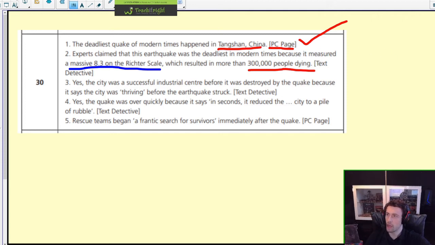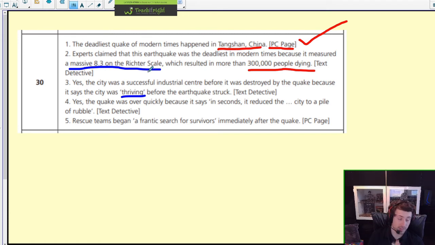Carrying on. Yes, the city was a successful industrial centre before it was destroyed, because it was described as thriving. Specifically, a thriving industrial centre. To thrive is to do very well. If a plant thrives, it means it grows big, beautiful, tall. If humans thrive, it means they do really well. They have lots of food, success. So the word thrive means to succeed brilliantly, to succeed well. And if it's a succeeding industrial centre, you know it's doing very well.